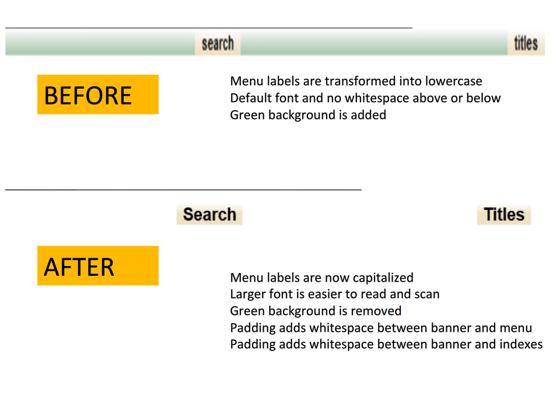Okay, here's the result of those two lines. The green is gone. The things are now capitalized properly. Menu labels should be capitalized. And we also have a larger, easier to scan font with a bit of white space around it, setting the menu off from the search and index lists and from the banner.